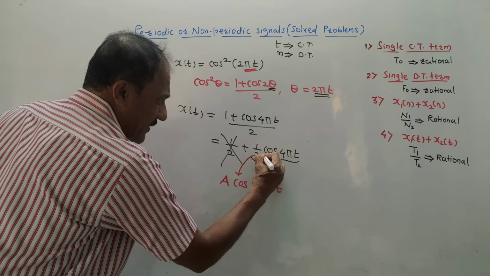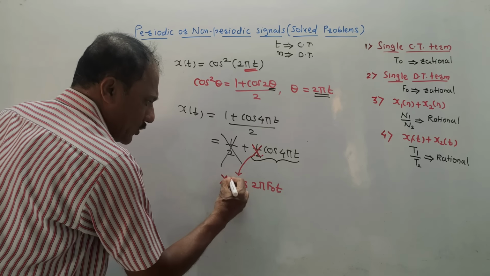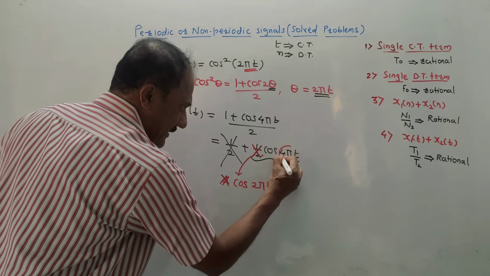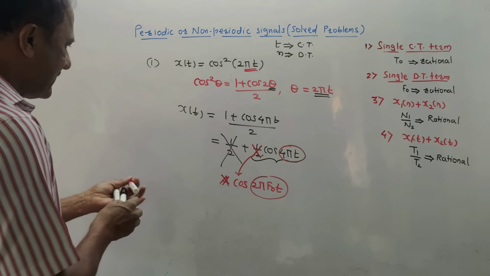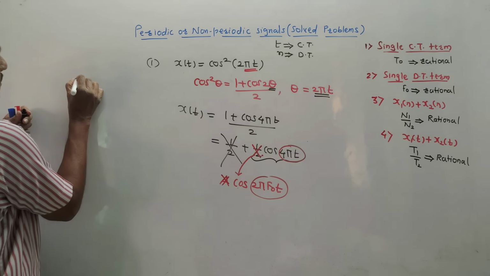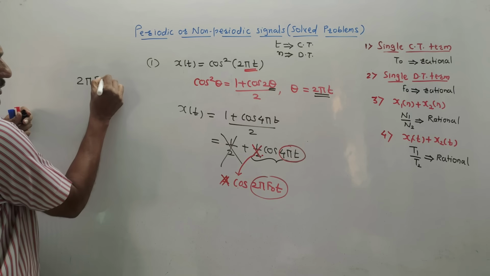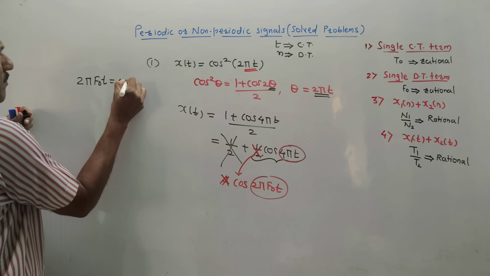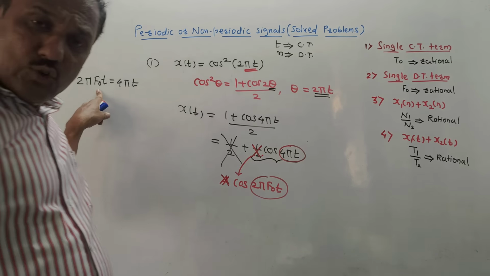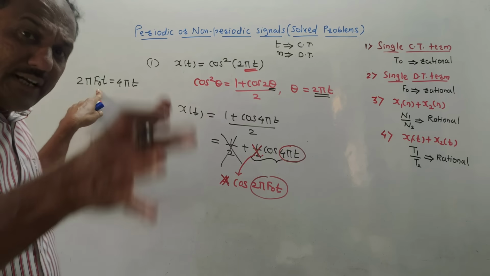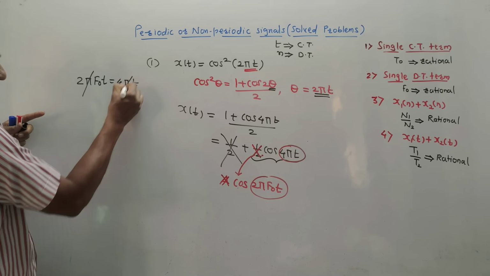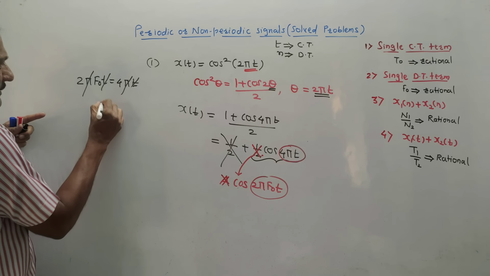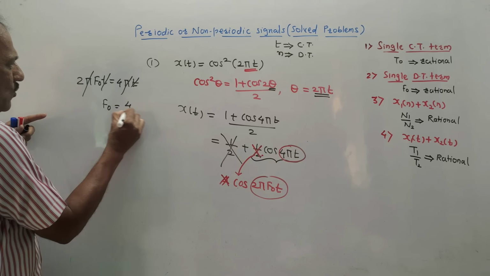We have this given equation. We are not interested in amplitude, so forget about amplitude. Consider this term only. If I compare these two equations, I can write 2 pi f0 t is equal to 4 pi t. f0 is known as the fundamental frequency. Our interest is to calculate the value of f0. So pi gets cancelled, t gets cancelled. So f0 is 4 by 2.